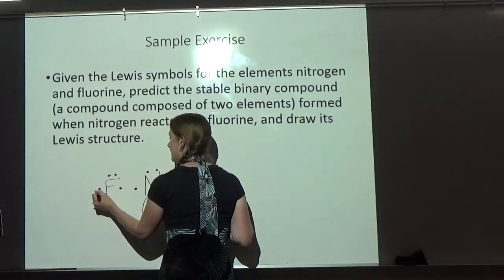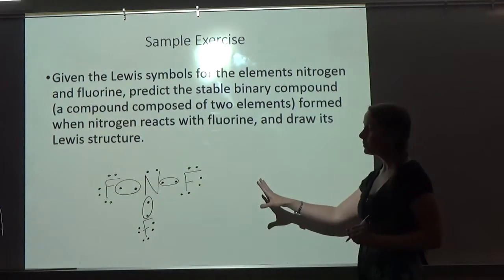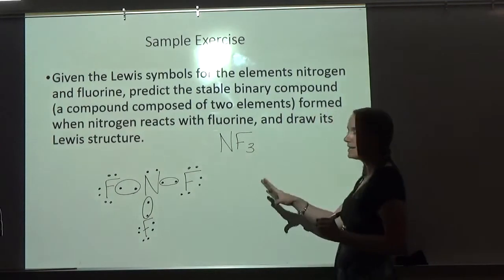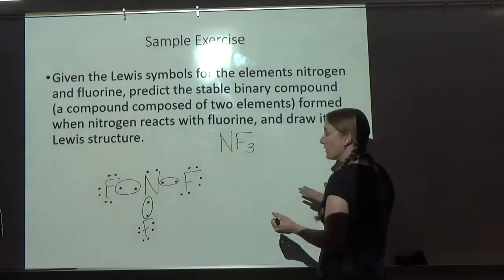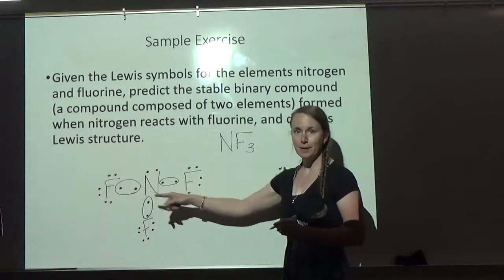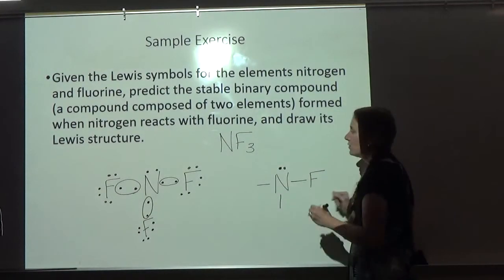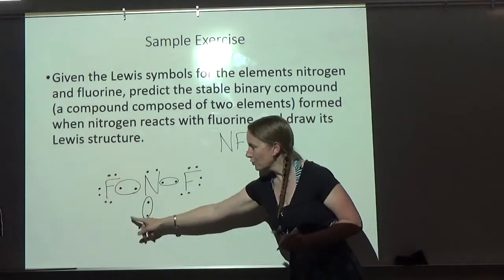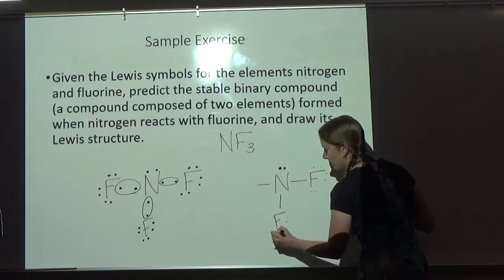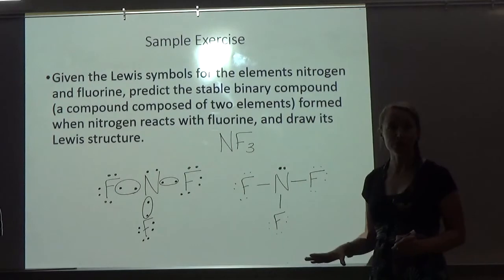Again, fluorine has 7, and so they would share these 2. And so this is what it would end up looking like. Its formula would be NF3, because there's 1 N and 3 Fs. To draw the actual Lewis dot structure, nitrogen has a lone pair on top, but these are all bonds, so I'm going to draw them as dashes, not as dots. And each of our fluorines has 3 lone pairs around it. So I would do my 3 lone pairs, my 3 lone pairs, and my 3 lone pairs. This is what the Lewis dot structure will look like.